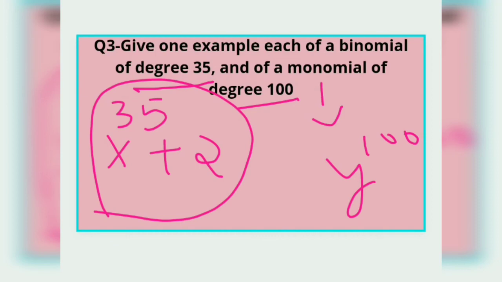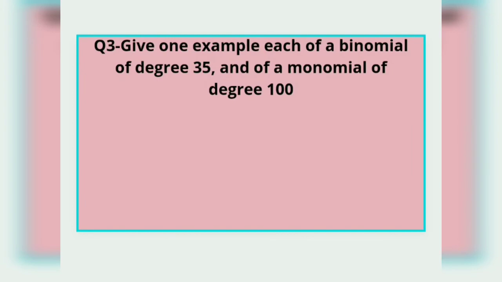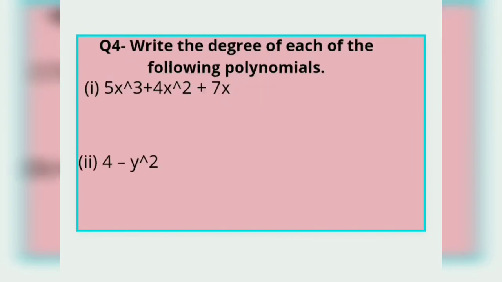So I repeat, on the basis of terms we have three types of polynomial: binomial, monomial and trinomial. Binomial means 2 terms, monomial means one term and trinomial means 3 terms. We move to question number 4. Write the degree of each of the following polynomials. Now see, degree of the polynomial means we have to just check the highest power of the polynomial.